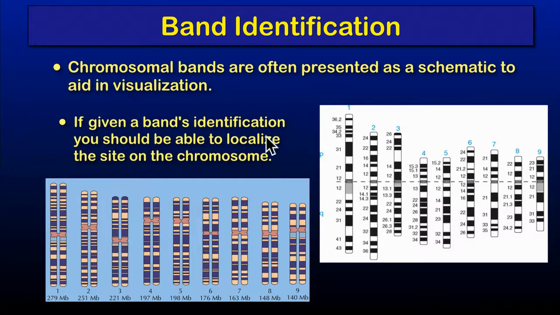So if I give you a band identification, you should be able to roughly localize it to the part of the chromosome where it resides. Now, I'm not going to give you something where I expect you to know that here is region 2 as opposed to region 3 or something. Absolutely not. But you should be able to get a ballpark range. Like if I give you 1q25 and you point to chromosome 22, sorry, you got that wrong.